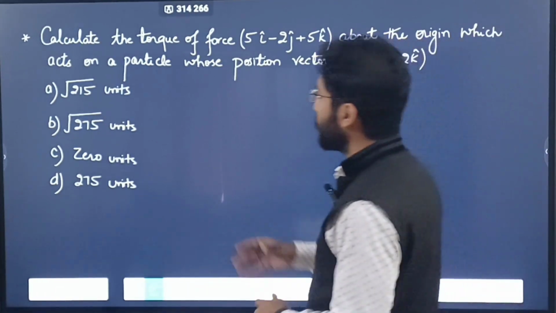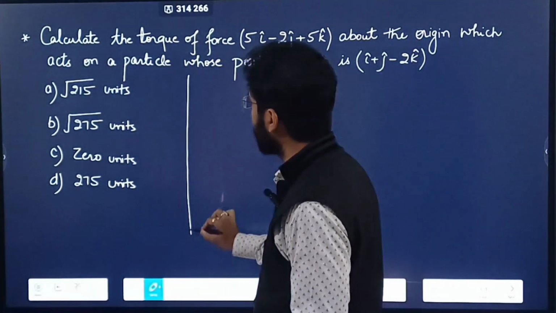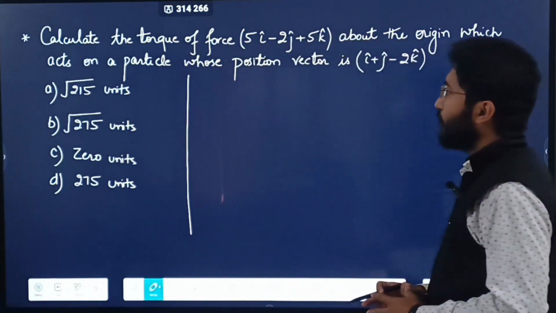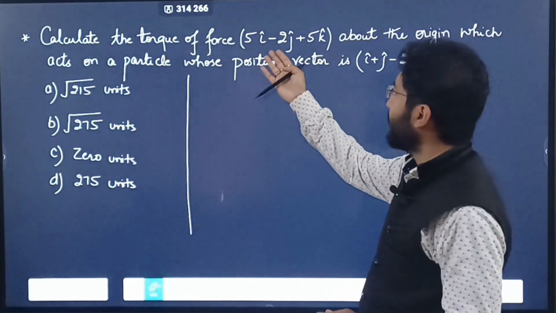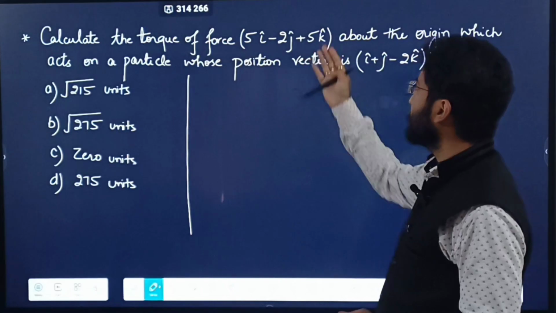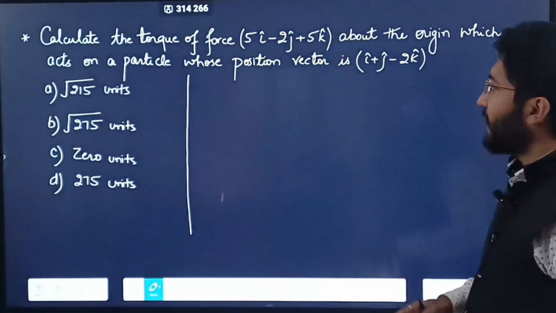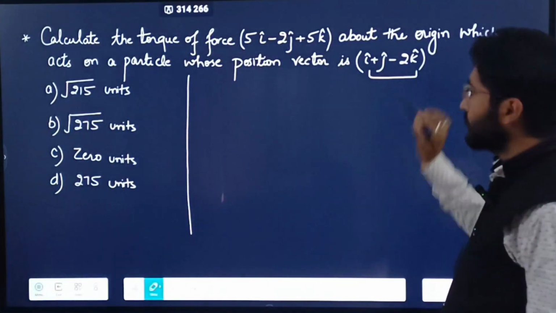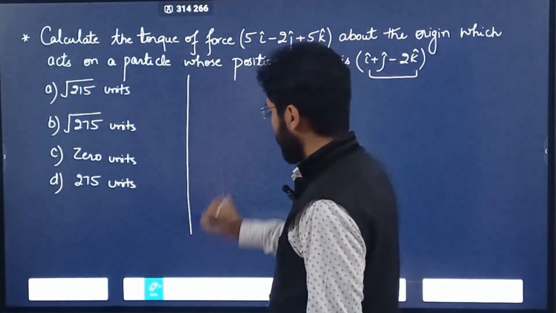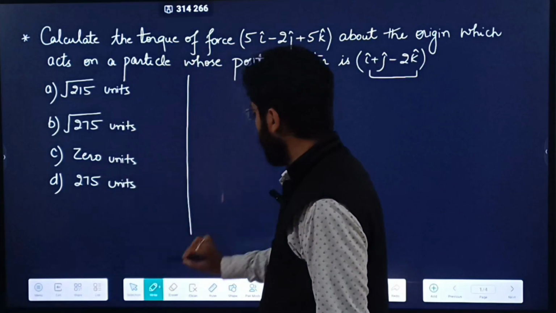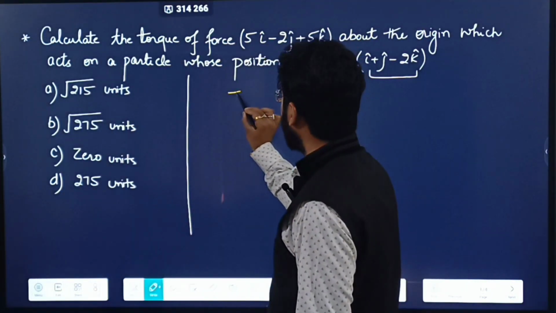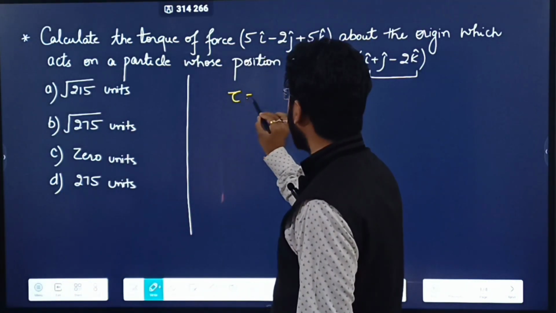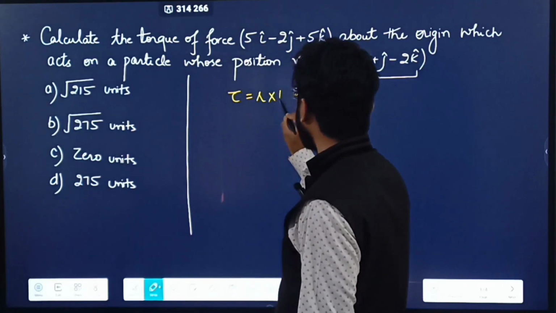So starting from the first question: calculate the torque of force 5i minus 2j cap plus k cap about the origin, which acts on a particle whose position vector is this. So as you know, torque is denoted by tau and the formula is r cross F vector.